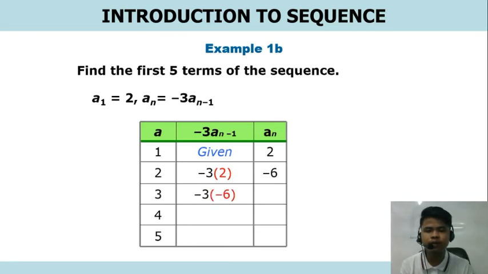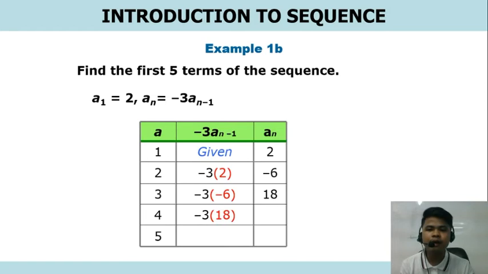Negative 3 times negative 6. Both are negative, so the product will be positive. 3 times 6, 18. It will be positive 18. Then to find the fourth term, we need the value of the third term, which is 18. What we will do here is just substitute 18 to a sub n minus 1.